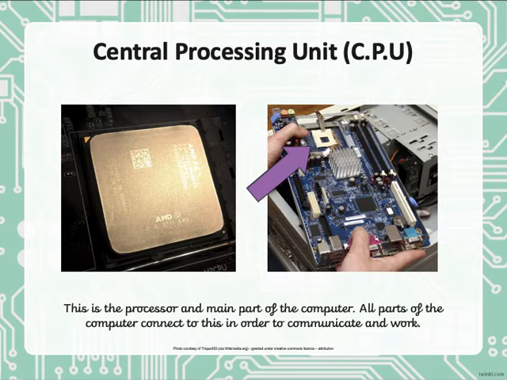And our last thing that we're going to have a look at is a central processing unit, a CPU. This is the processor and main part of the computer. All parts of the computer connect to this in order to communicate and work. As you can see, it looks a lot like this, which is something you wouldn't see unless you're taking your computer apart. But it is obviously a very important part of the computer. Just because we don't see it doesn't mean it isn't important, because it does help all of the different parts of the computer connect and work together.